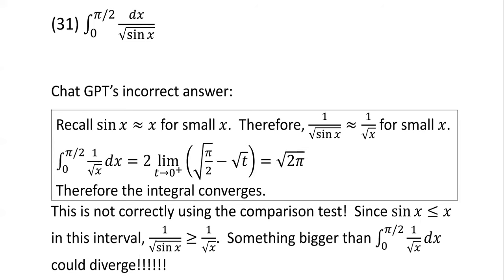Here's an interesting problem. Integral from 0 to pi over 2, dx over square root of sine x. This is an improper integral because as x approaches 0, the lower limit, we're going to be dividing by 0. That's why it makes it improper. Okay? How do we determine the convergence or divergence of this integral?